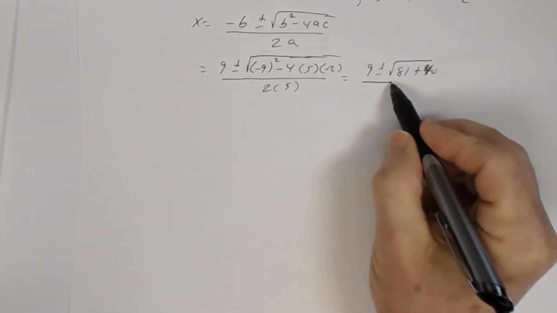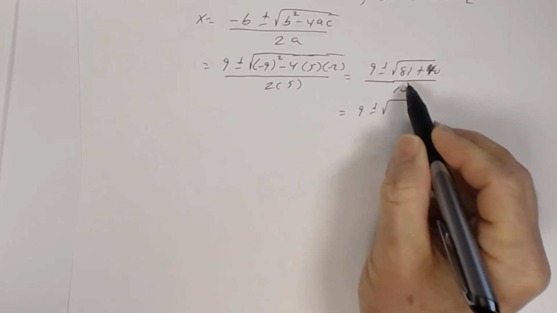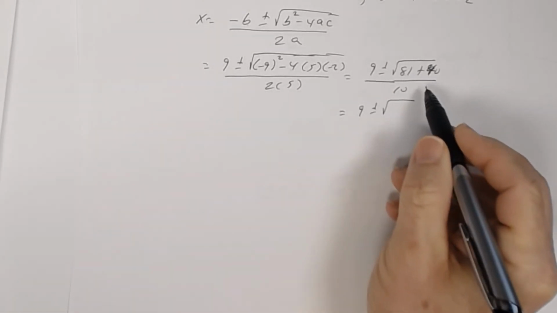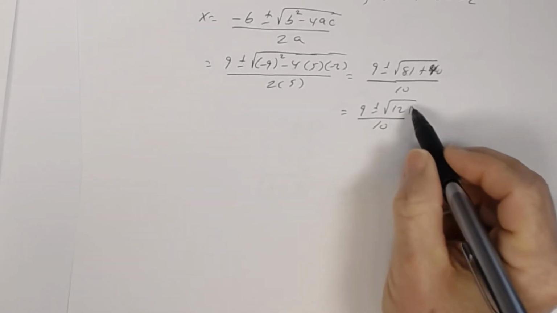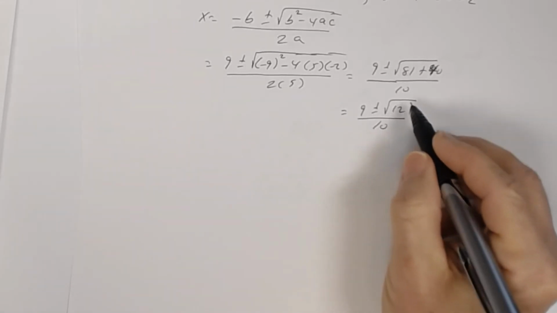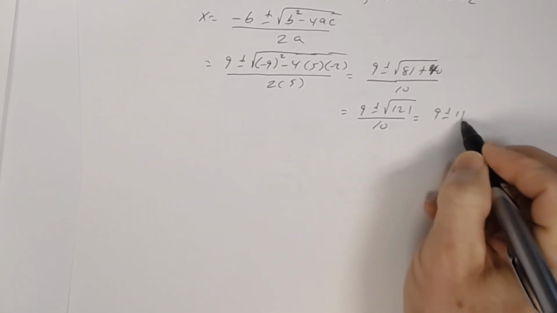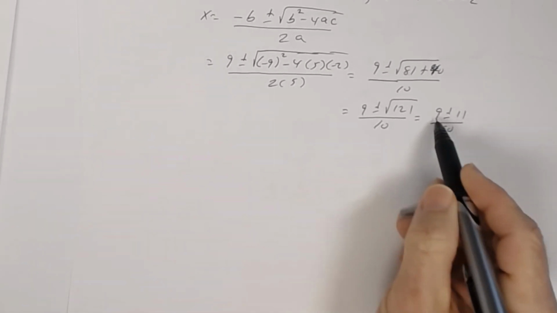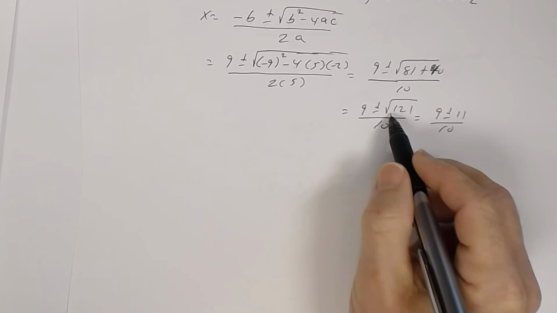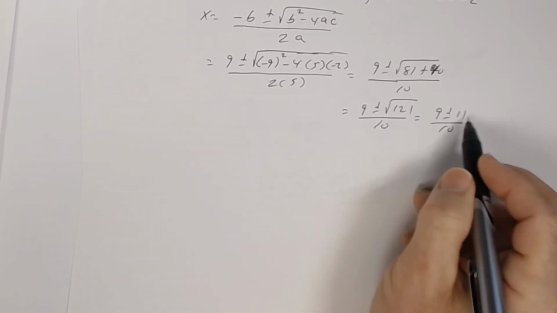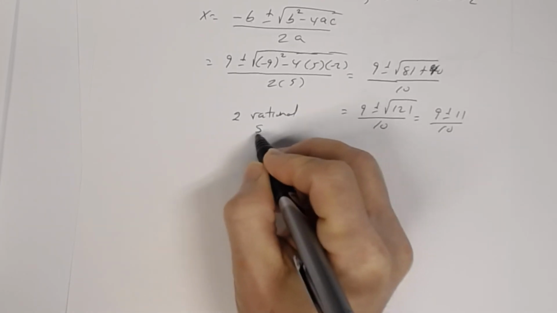So now we have all divided by 10. So that's 9 plus or minus the square root of, now 81 plus 40 is 121, all divided by 10. Now 121, you know, is a perfect square. So the square root of 121 is 11. So this becomes 9 plus or minus 11 divided by 10. And so again, notice since 121 is a perfect square, and when you take the square root of 121, you get this whole number 11, you're going to get 2 rational solutions.